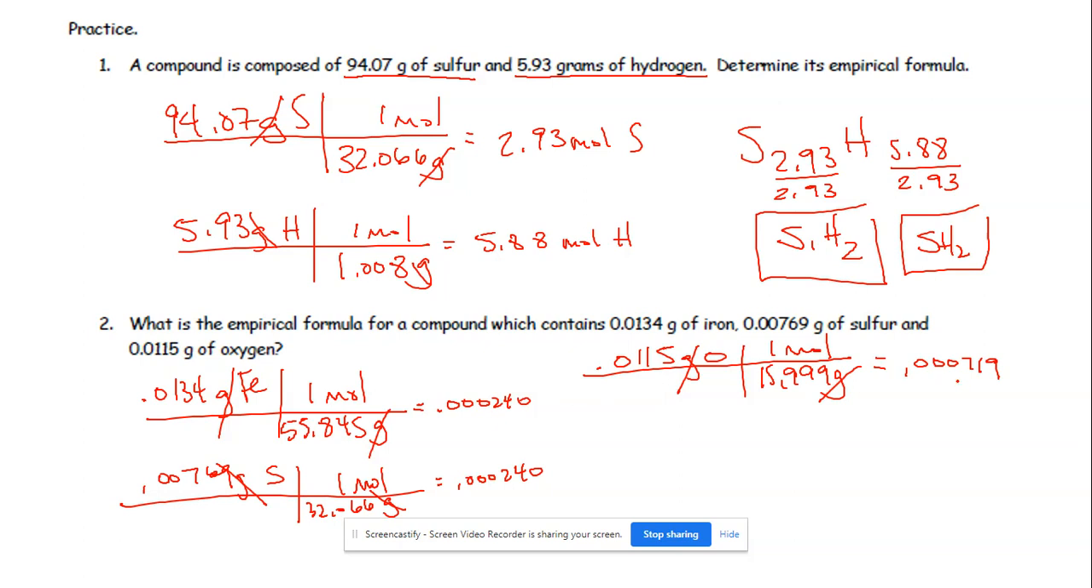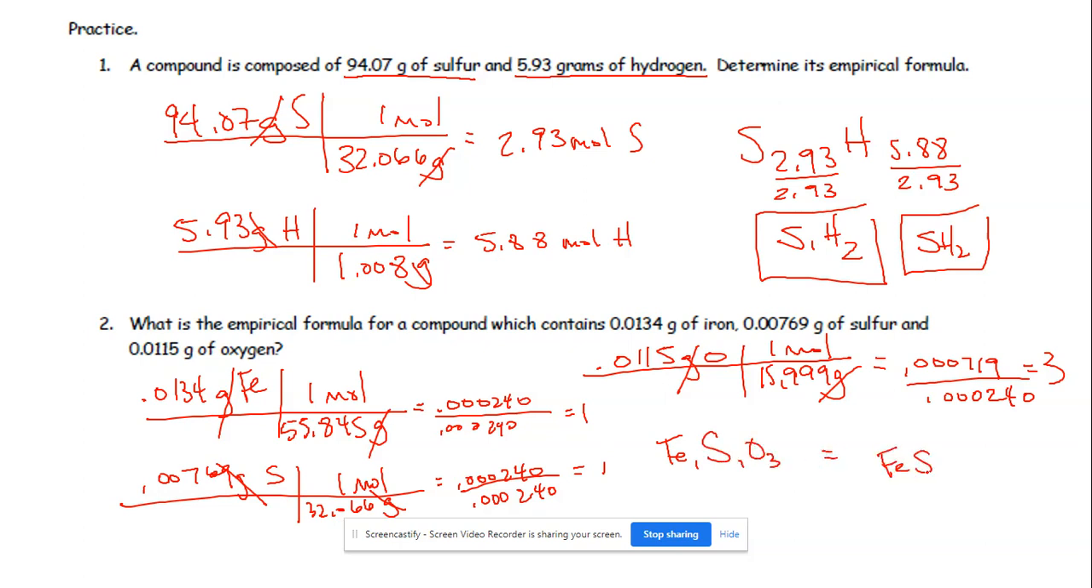Next step, divide by the smallest, 0002 bunch of stuff, 0007 bunch of stuff. 2 is smaller. So we're going to divide everything by that same smallest number. And so here we get 1, and here we get 1, and here we get 3. So our empirical formula is going to be Fe1S1O3 or FeSO3.